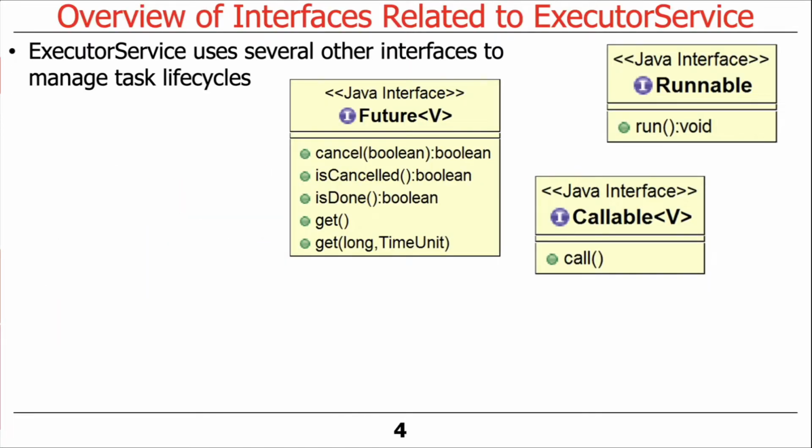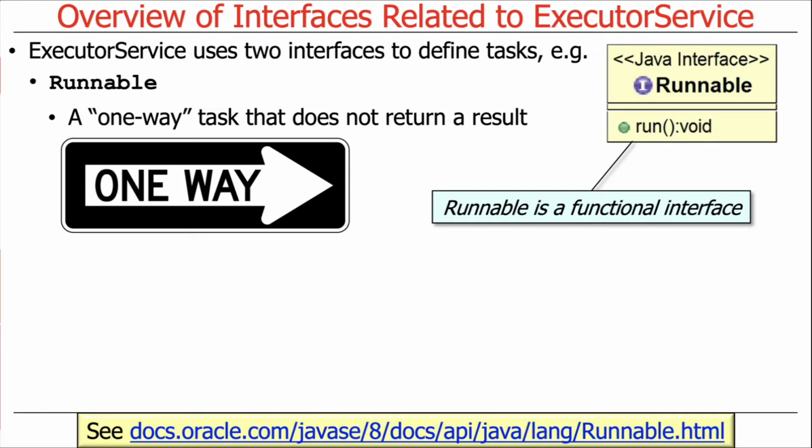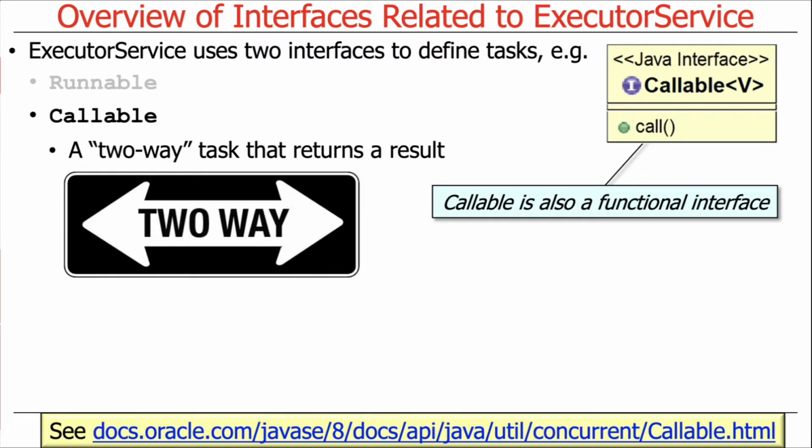So these three interfaces, Runnable, Callable, and Future, are used by the executor service to manage the life cycle of tasks. There are two interfaces the executor service uses to define tasks, Runnable and Callable. As we talked about before, in the context of the executor interface, Runnable is an interface that provides a one-way task that does not return a result directly. If you want any results, they have to come through side effects. And it's a functional interface, meaning there's just one abstract method in it.